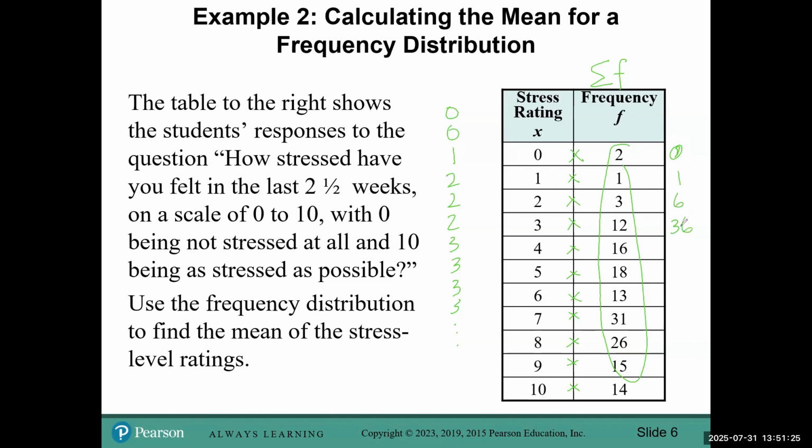And then I'm going to add all of these values up. So I'm going to add all of these x times f values that I found. And now that means the mean is going to be the sum of all of those x times f values that I found over here, divided by the sum of the frequencies, how many students I spoke to. And on the next slide, we have what that looks like.